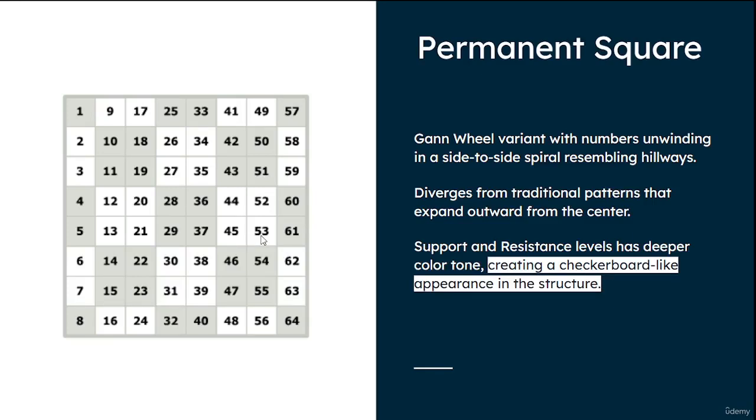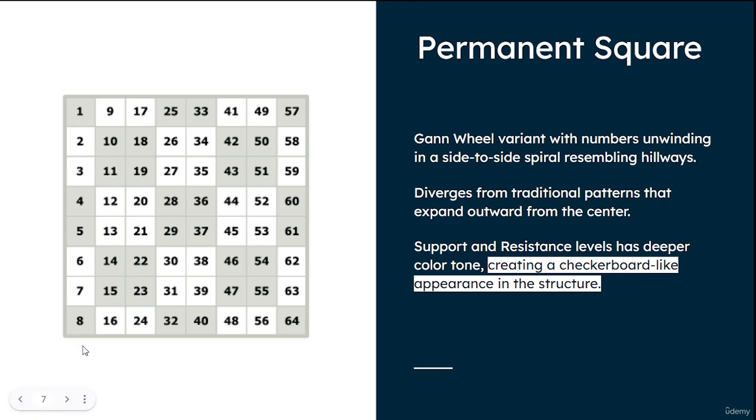This is the permanent square. This is a defined kind of Gann wheel. It is the Gann wheel variant which came much later. It is not developed by Gann actually. It was developed by some of his students, and it is still called Gann wheel because there are small wheels inside of it. See, it diverges from the traditional pattern which expands from outward to the center. It is like a firecracker.